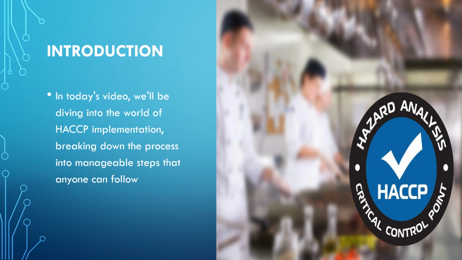In today's video, we will be breaking down the HACCP implementation process into manageable steps that anyone can follow. Hazard analysis and critical control points, or HACCP, is a systematic approach to identifying, evaluating, and controlling food safety hazards. Now, the following slides discuss each of the steps to follow in implementing HACCP in detail.